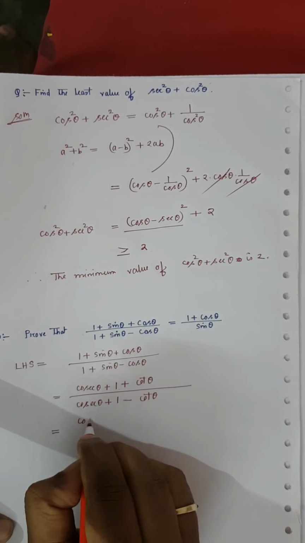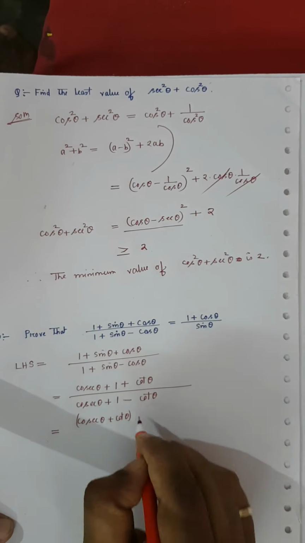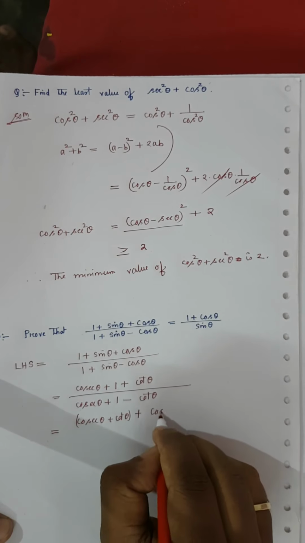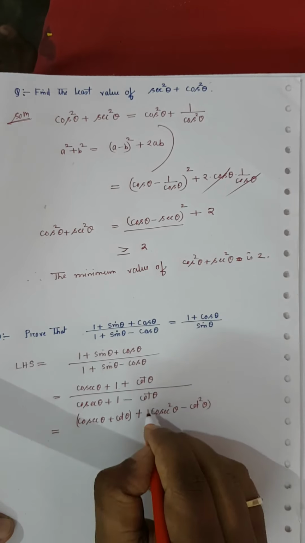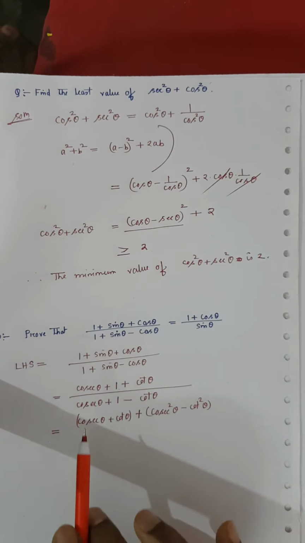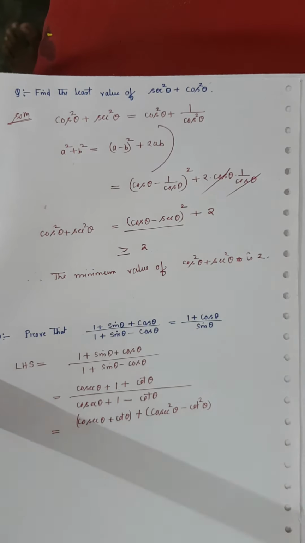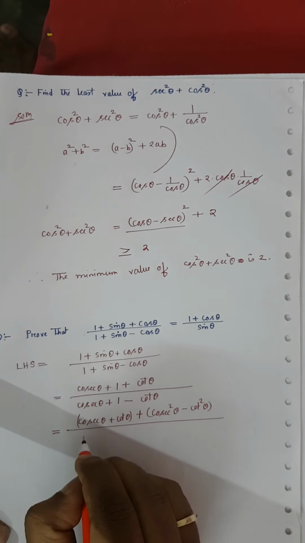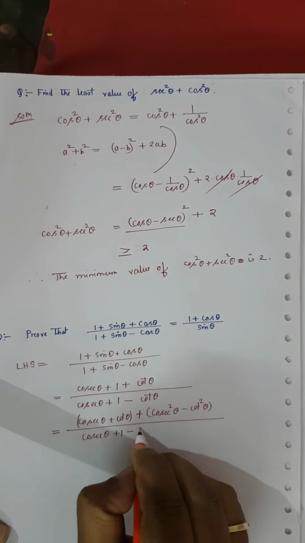So we can write cosec theta plus cot theta. What is 1? 1 is equal to cosec square theta minus cot square theta. Here the main fact lies: when to replace and where to replace 1 as cosec square theta minus cot square theta. So I have replaced that 1 as cosec square theta minus cot square theta. It is the identity of class 10, and it is cosec theta plus 1 minus cot theta.